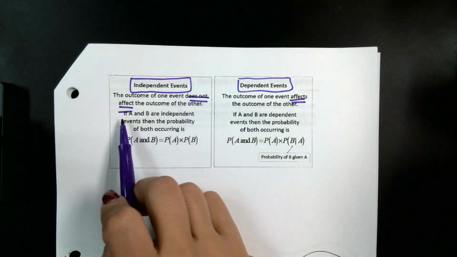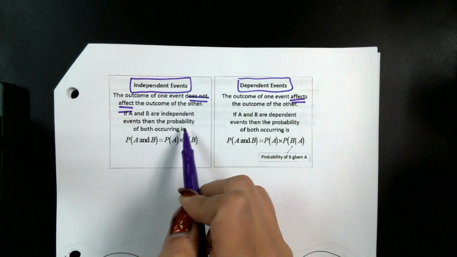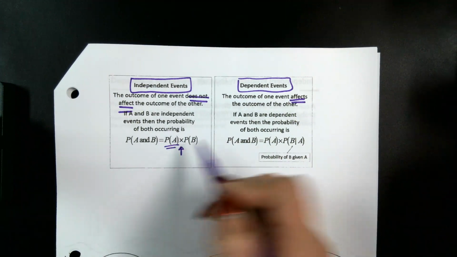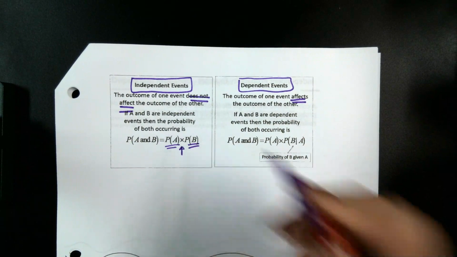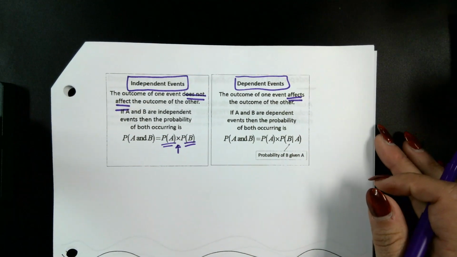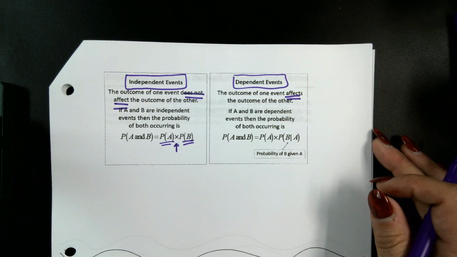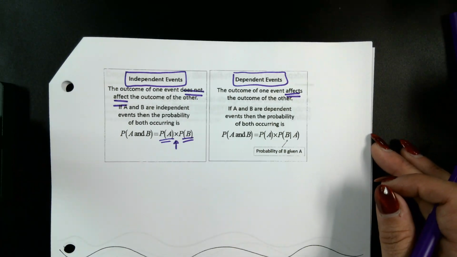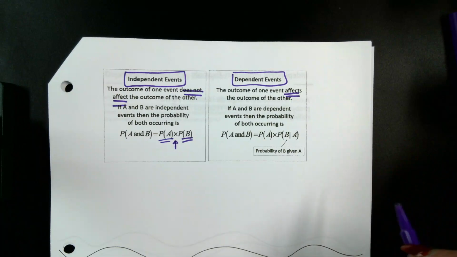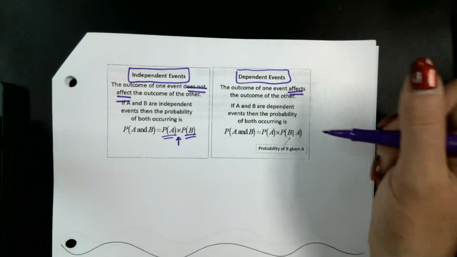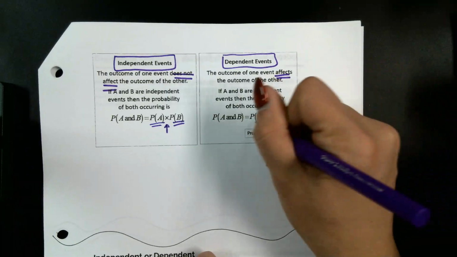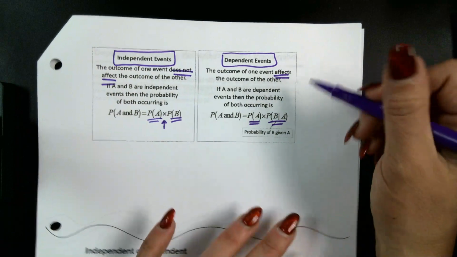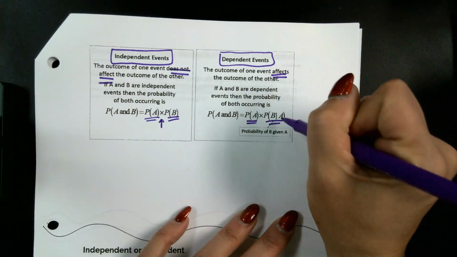Notice how it says if A and B are independent, then the probability of both occurring is, look at what they did. They took the probability of the first one and they just multiplied it by the probability of the second one. So we're doing multiplication problems here. We're going to take two fractions and multiply them together. Now, if the second one is dependent on the first, you're still going to multiply the two probabilities together, but the second one you're really going to have to pay attention to.